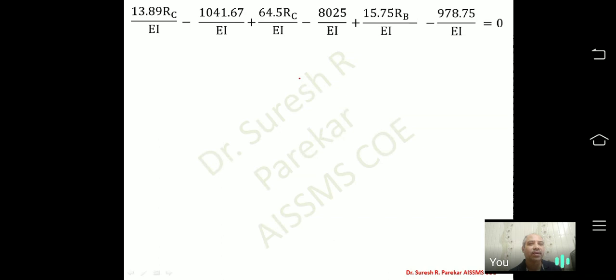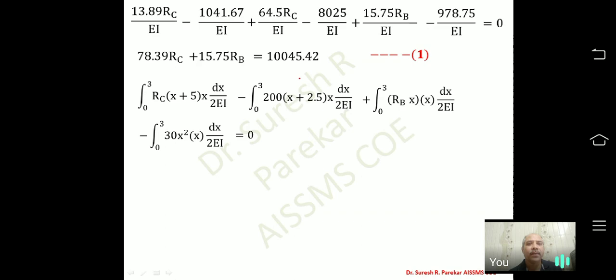Then we can go to the integration part of this, and after integration we are going to get values in this fashion. And then if you will solve this, you will get the first equation, 78.39 RC plus likewise. Now we will go to the second, where I have M into dabba M by dabba RB, and then all as it is, that is integration, and we are going to get it equal to 0.